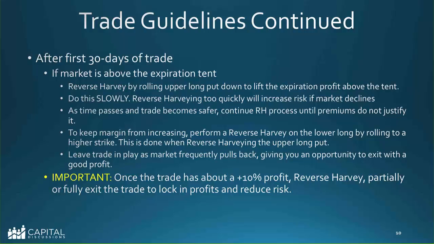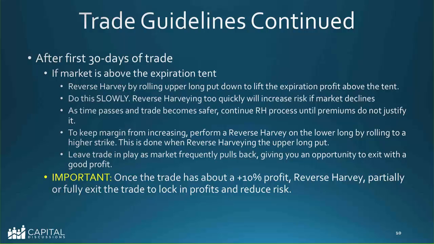As time passes and the trade's safer, then you can keep reverse Harveying until the premiums start running out of juice, and it doesn't justify the increased reverse Harveys. To keep margin from increasing, you can do reverse Harveys both ways on both longs, so you can basically roll both longs in towards the short and keep the margin fairly close. So you'll still raise the expiration upside, and you'll keep the margin about the same.